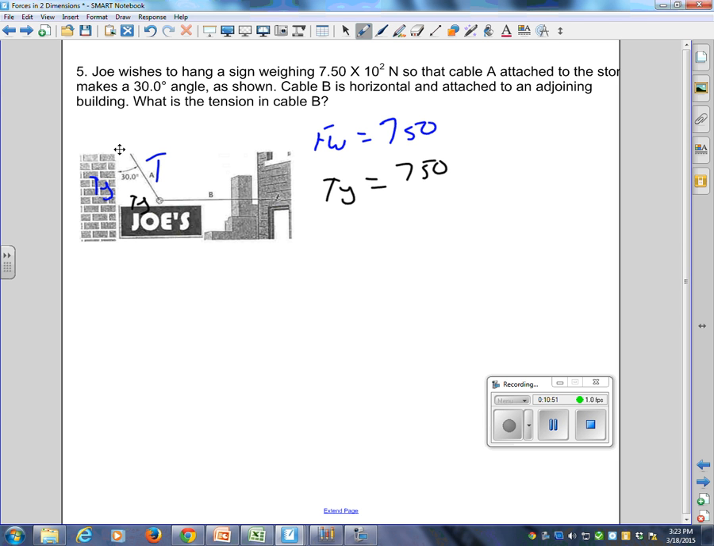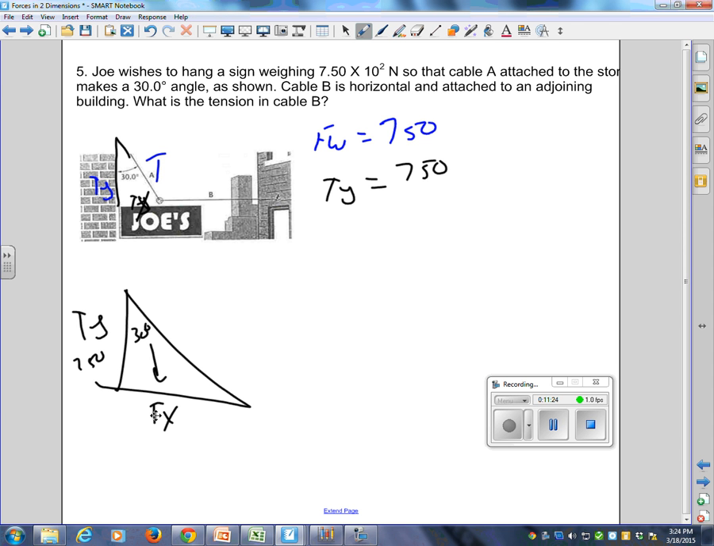Well, it's asking me, I need to find the tension in cable B. So what I really need to find is Tx, right? I really need to find Tx, don't I? But how do I find Tx? Well, I've got to have a side of that triangle. The only side of that triangle that I know is Ty. So I have to make this connection here, right? Looking at this triangle, Ty is 750. This is 30 degrees. I need to find that guy right there, right?